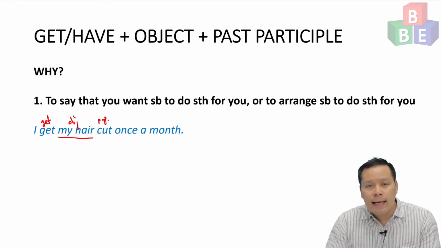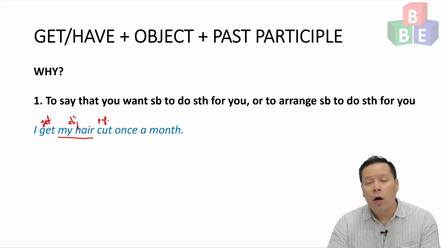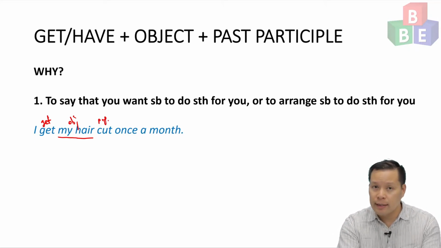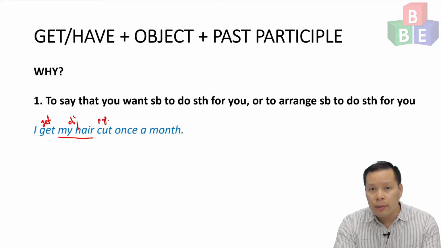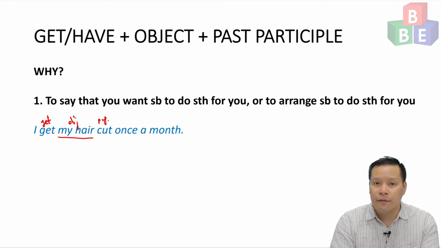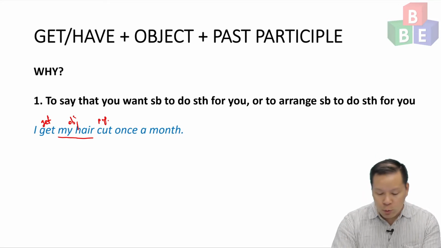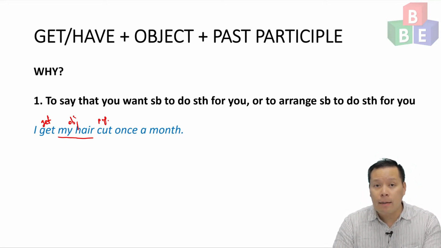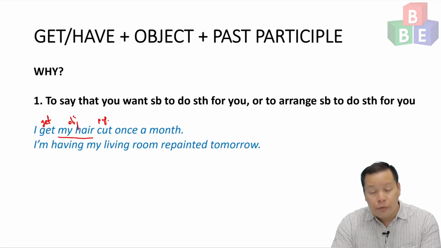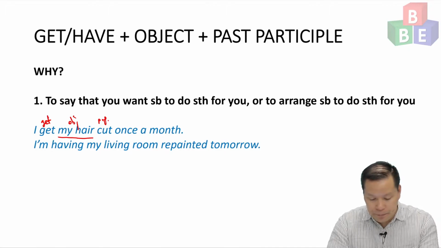What I'm trying to say here is that I am arranging for a professional, someone who's good at doing something, and I'm probably going to pay this person some money so that they can do something for me. This will be much clearer in my second example. I'm having my living room repainted tomorrow.